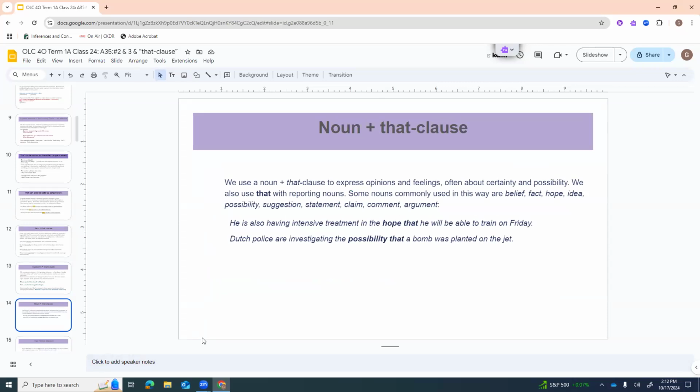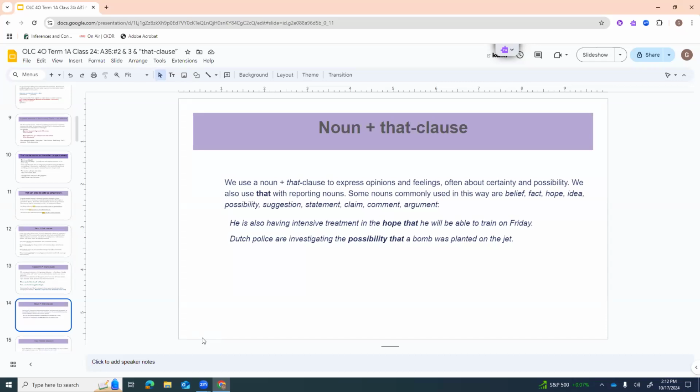We can also use a noun and a that clause. A noun and a that clause is used when we're expressing opinions and feelings, usually about whether something is certain or whether it's possible. And we again use that with those reporting nouns, like we talked about reporting verbs. There's also reporting nouns. So some nouns that are used that way are things like belief, fact, hope, idea, possibility, suggestion, statement, claim, comment, argument.